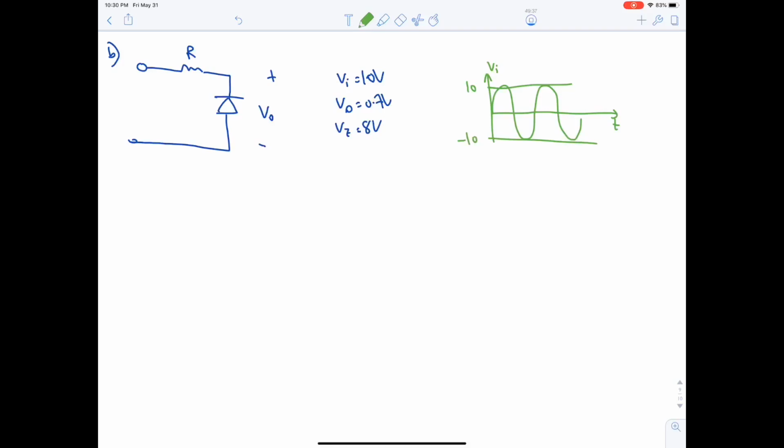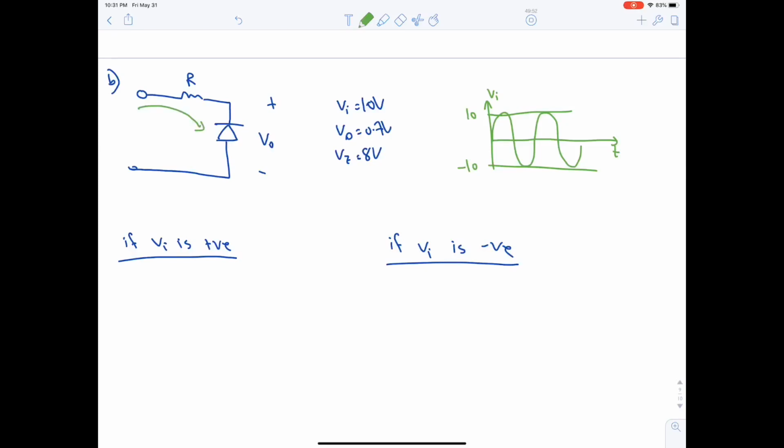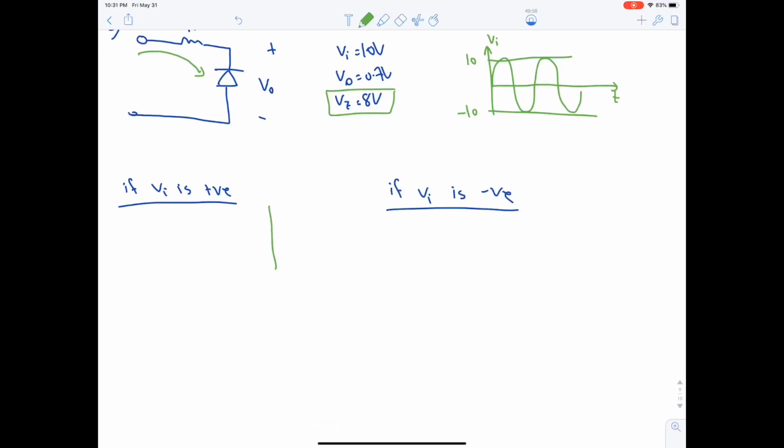Minus 10. Now let's say if Vi is positive, if Vi is negative. If Vi is positive, the diode is in the opposite direction of the diode, so we need to check, because we have been provided with Vz, if it's really off or breakdown.